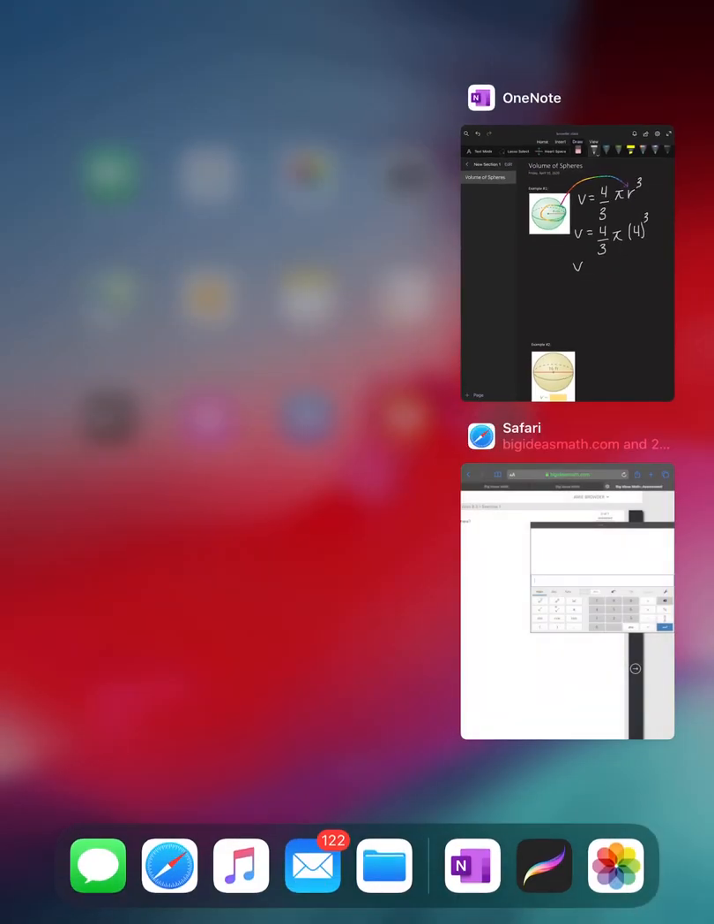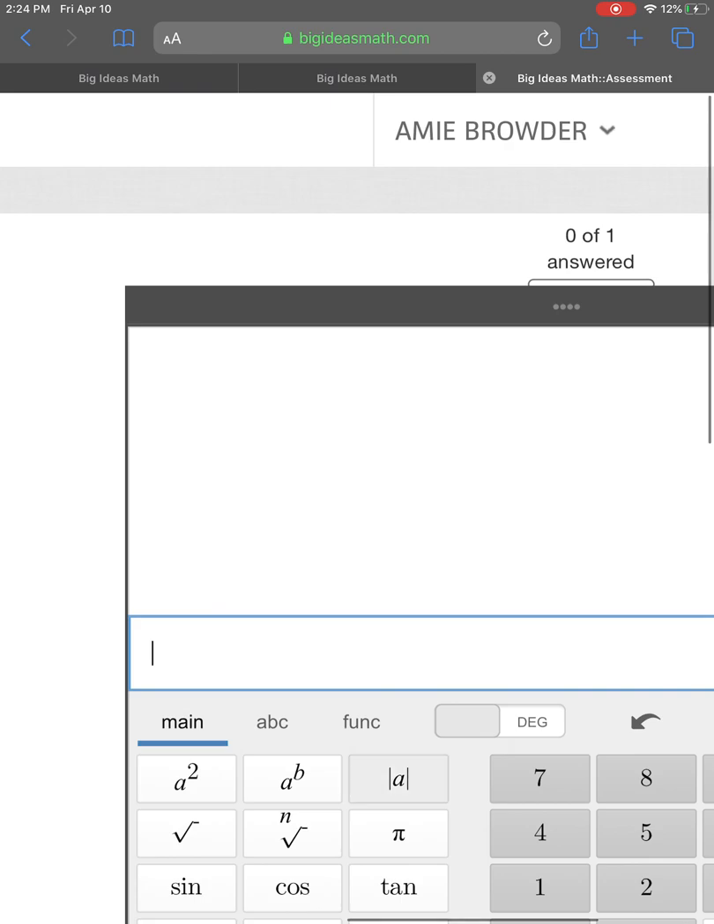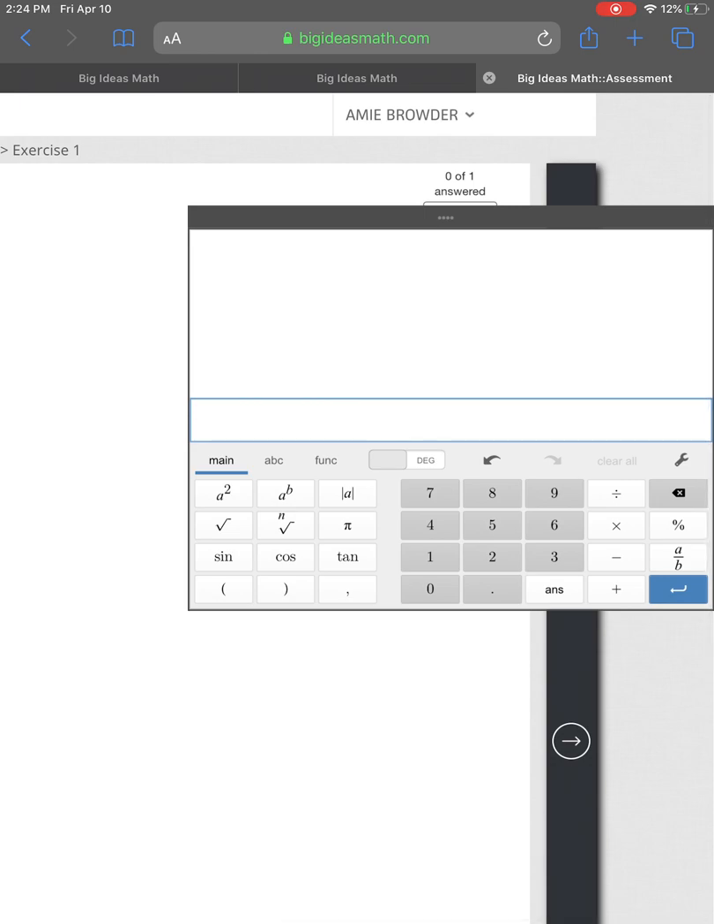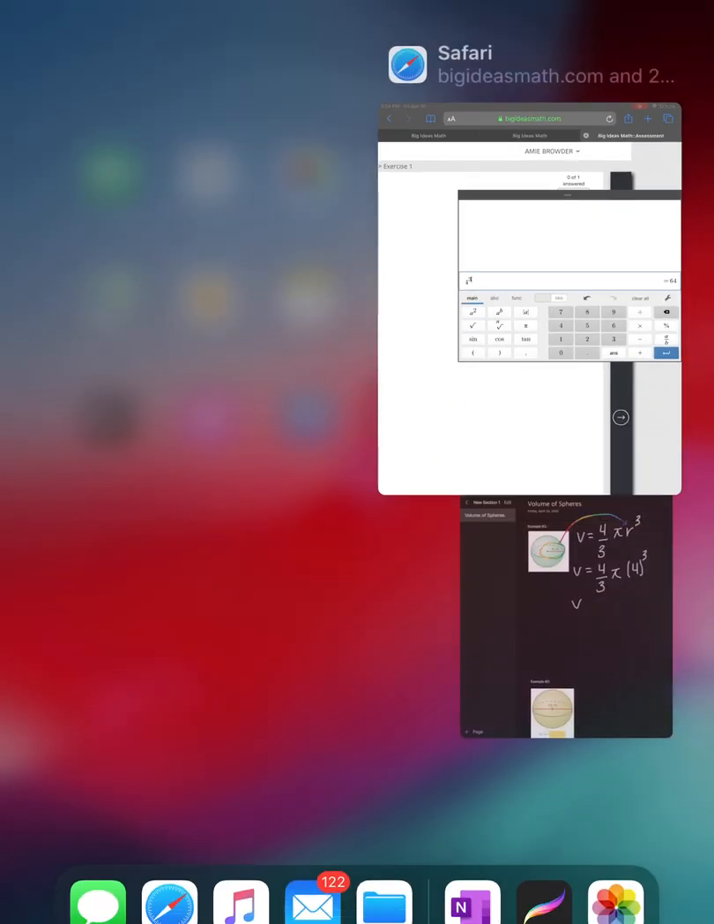I'm going to be using the same calculator that you guys have available to you on your Big Ideas webpage. So right here, I'm going to be doing 4 cubed. I'm going to start by typing my 4. Then I'm going to hit this button that says a to the b power. That's going to bring me up so I can type in my power, and I'm going to go cubed. 4 cubed. So I get 64.